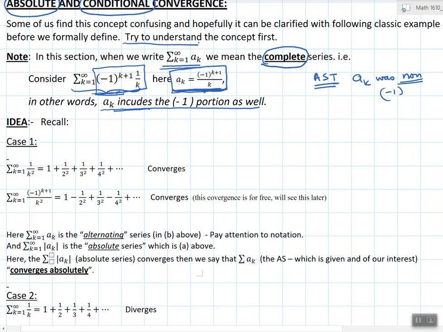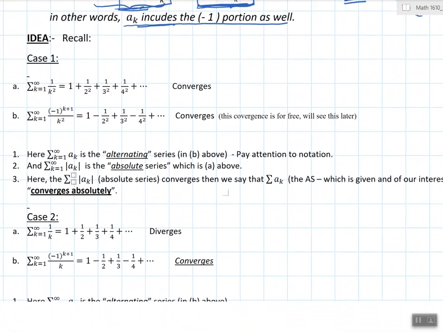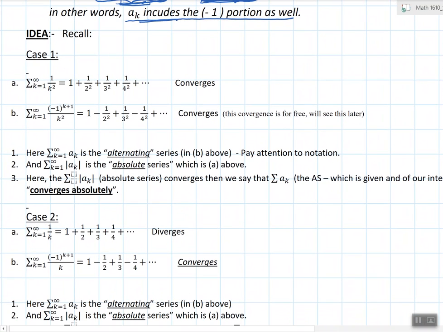Okay, so let's again recall some of the stuff that we know very well. So here are some cases. Case 1. Look at this series. This is the 2 series. We know very well that this converges, right?